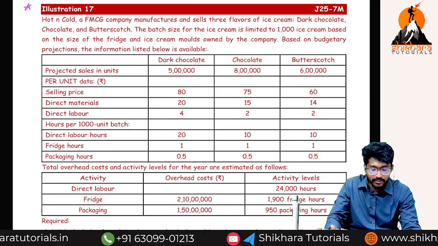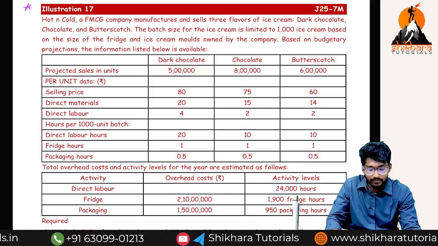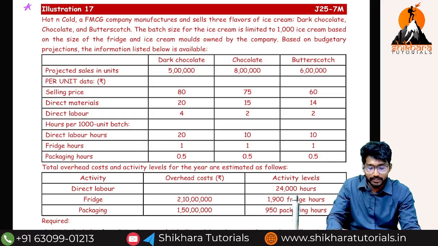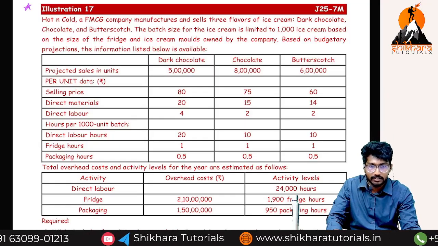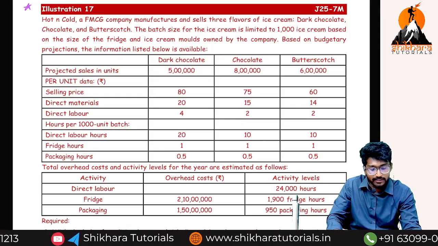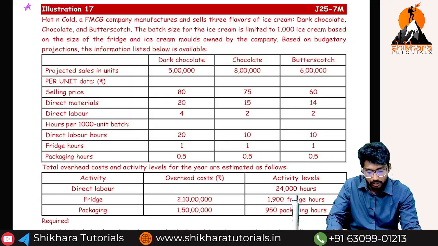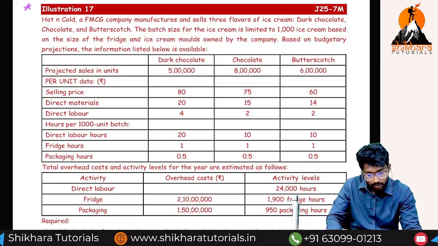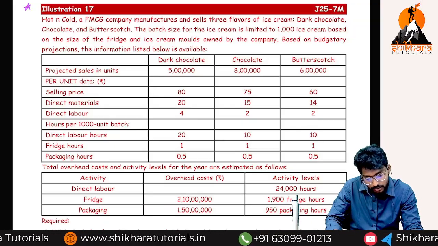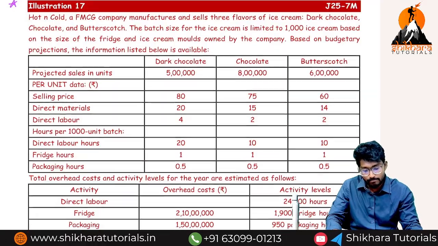Based on the size of the fridge and ice cream molds owned by the company, and based on budgetary projections, the information listed below is available. Projected sales in units: dark chocolate 5 lakhs, chocolate 8 lakhs. Butterscotch 6 lakhs. Selling price, direct material, direct labor per unit, direct labor 2 hours per 1000 unit batch. Okay.